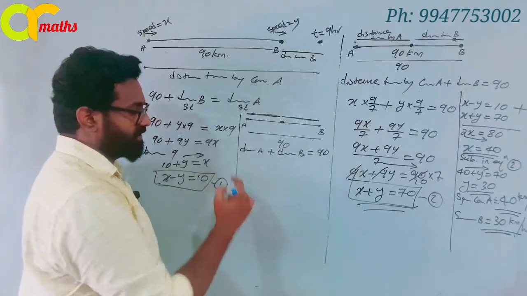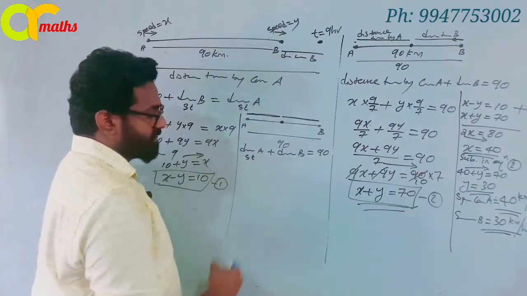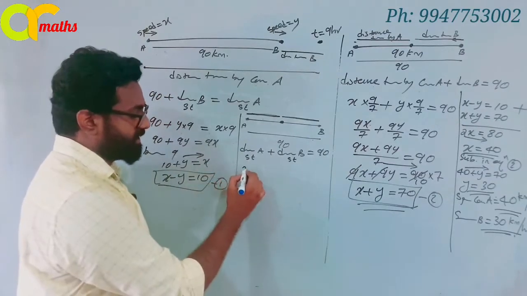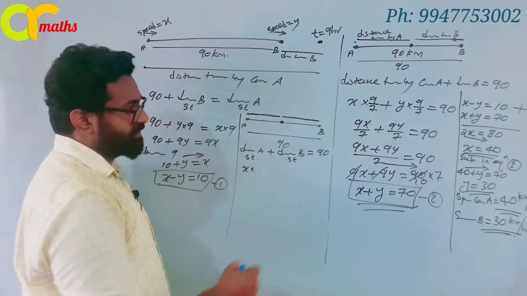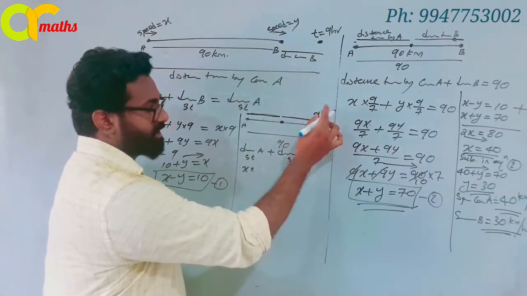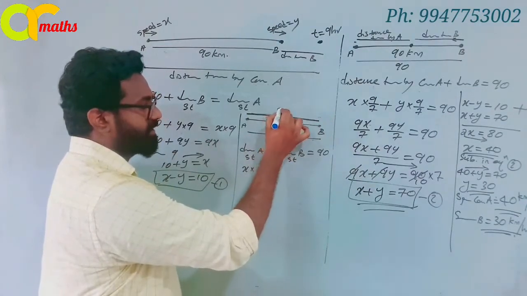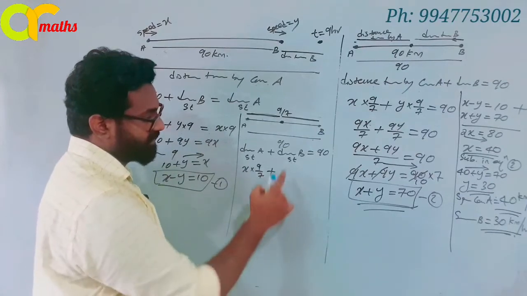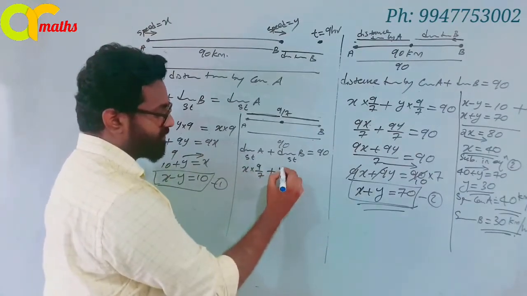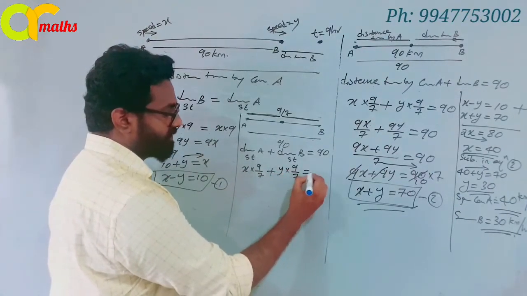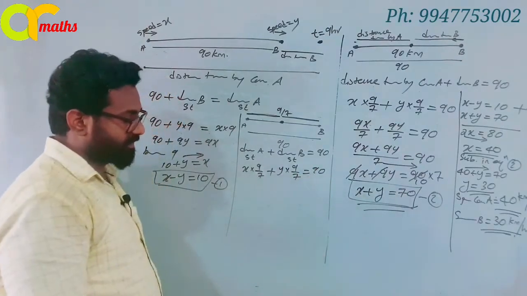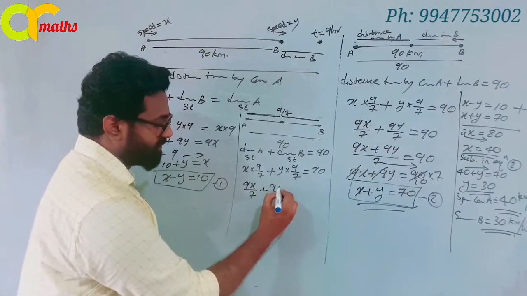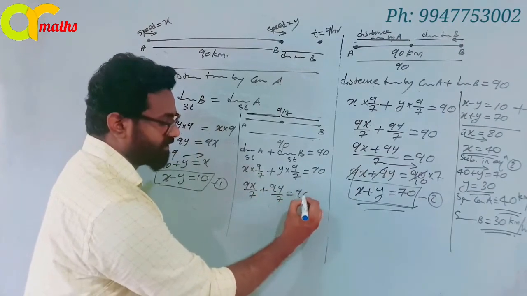We know the equation of distance, that is speed into time. This is also speed into time. Then what is the speed of A? X into this time, which is given as 9 by 7. This meeting time is given as 9 by 7. So x into 9 by 7 plus the speed of B, y, into 9 by 7 equals 90. So 9x divided by 7 plus 9y divided by 7 equals 90.